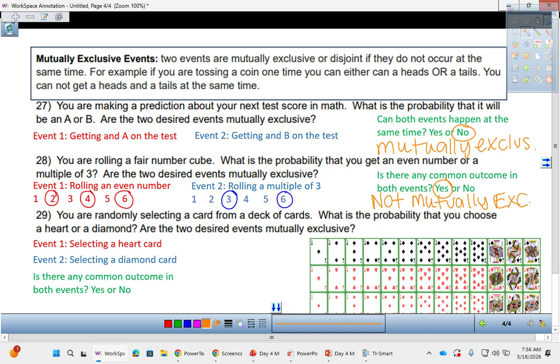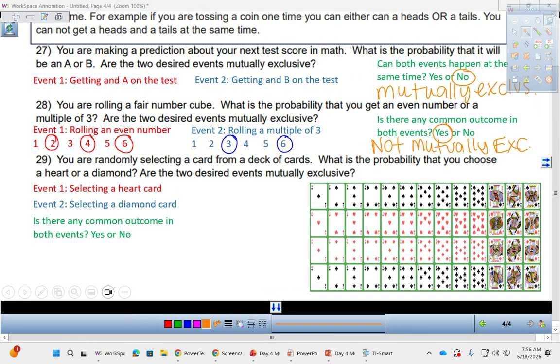The last one is about a deck of cards, and I have learned over the years that students do not know nearly as much about a deck of cards as I thought they did. So I have a picture here. It's kind of small, but I think it'll get the job done. So it says, you randomly select a card from a deck of cards. What is the probability that you choose a heart or a diamond? So event 1 is picking a heart, right? There are 13 heart cards in the deck. Event 2 is selecting a diamond card. There are 13 diamond cards in the deck.